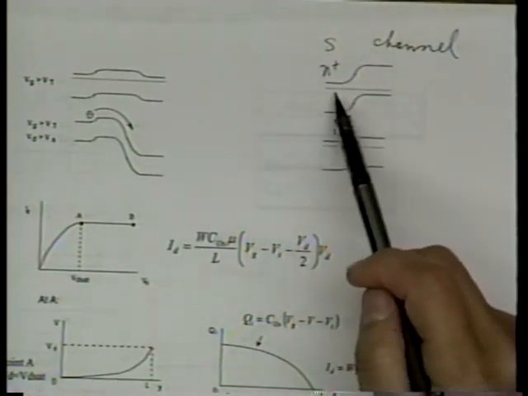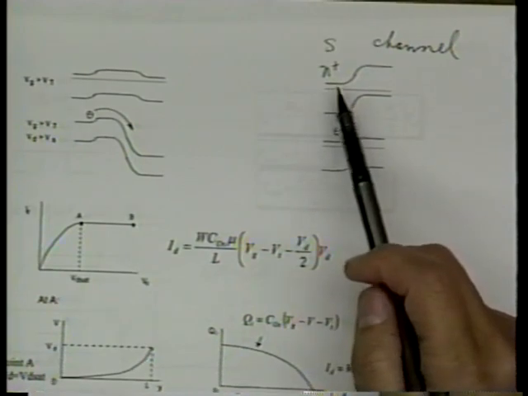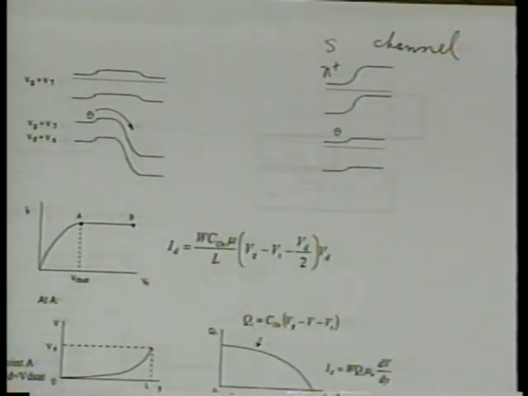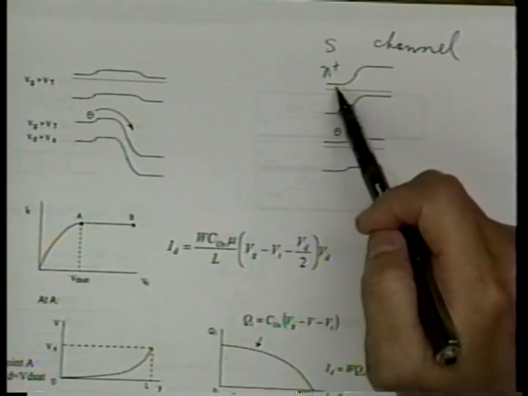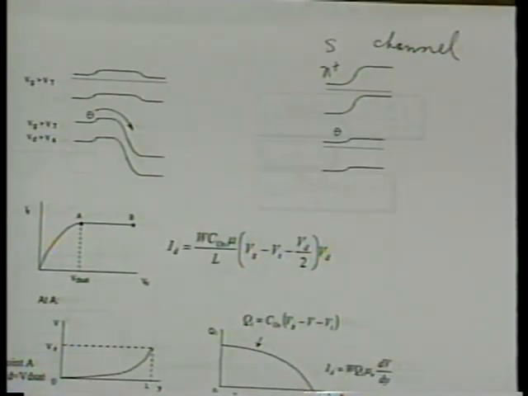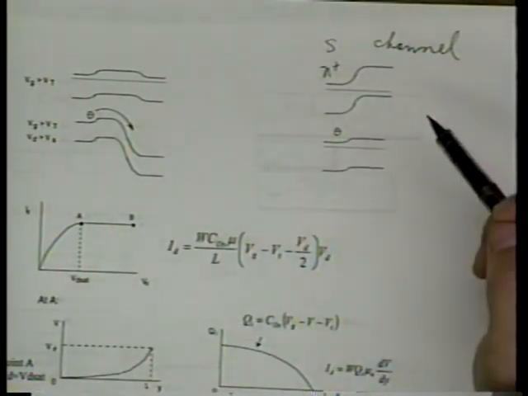Therefore, we draw the Fermi level close to EC. It's actually not close enough, but you know what we're trying to do. We're trying to draw a Fermi level close to EC, yeah? And the substrate is p-type.